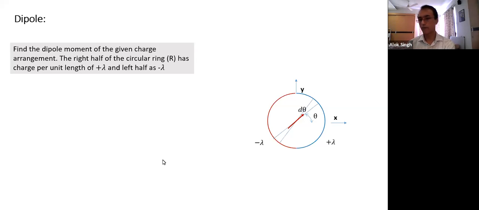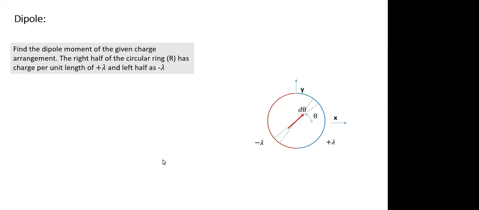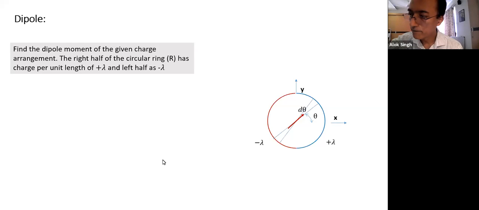The answer has to come in the form of lambda r or lambda r square. Ahlad, what is your answer? Sir, is it 4 by r lambda? I mean 2 pi r lambda. 2 pi r lambda. Okay.